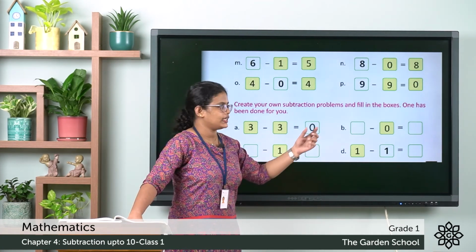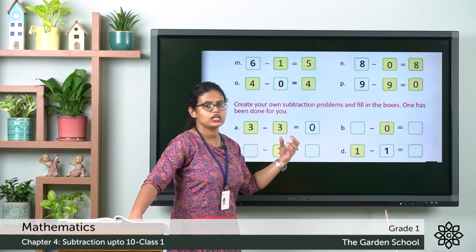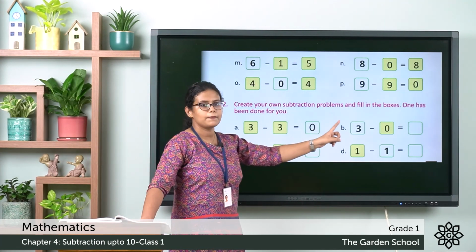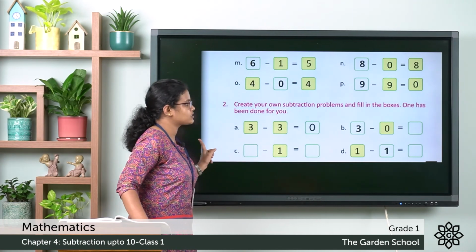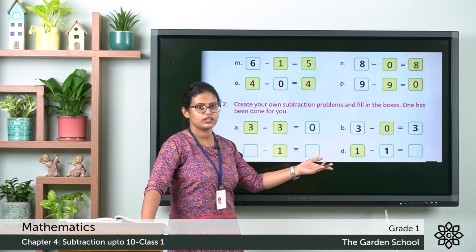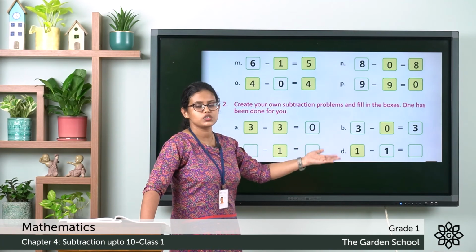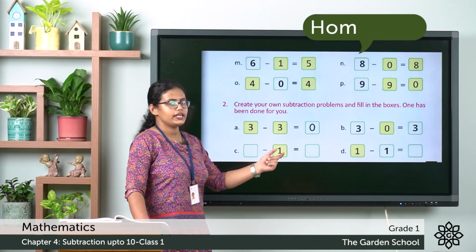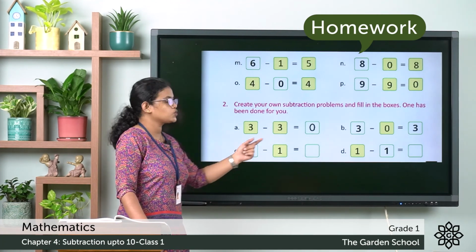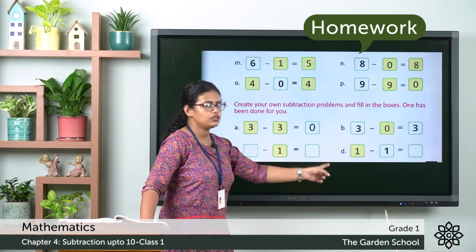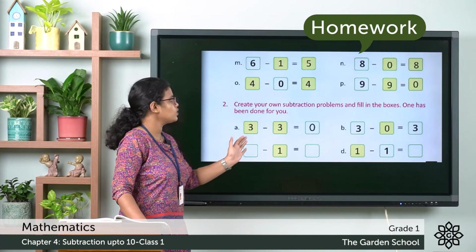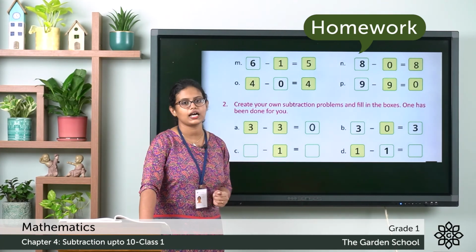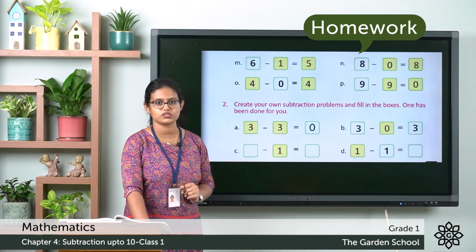Let me show you the next one. You can create a subtraction problem here. See, 3 minus 0. What answer do I get? 3. Right. When you subtract 0 from 3, the answer is 3. So likewise, you can do the two questions, that is C and D. Okay. You have to create your own subtraction problems and write the answers in the given boxes.